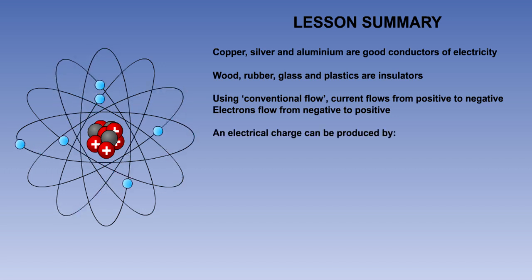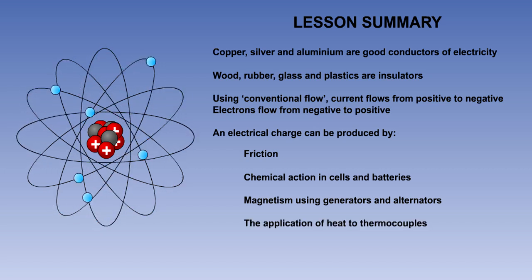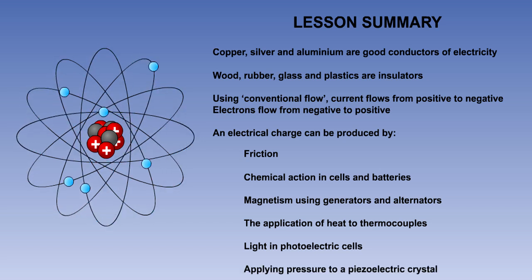An electrical charge can be produced by friction, by chemical action in cells and batteries, by magnetism using generators and alternators, by the application of heat to thermocouples, by light in photoelectric cells, and by applying pressure to a piezoelectric crystal.